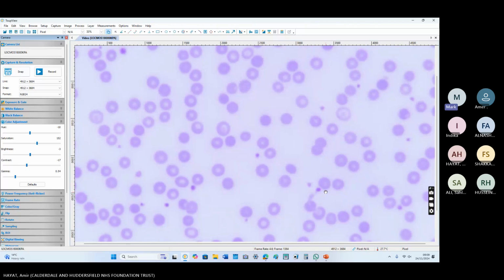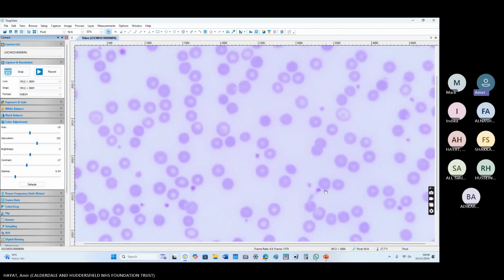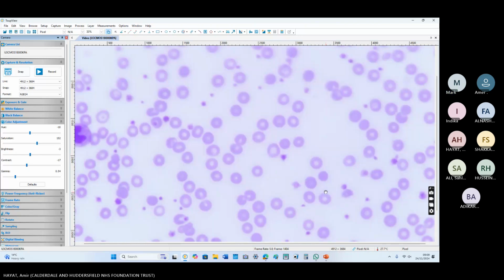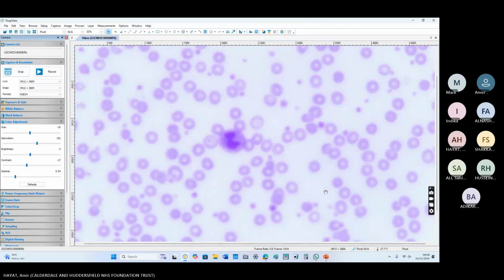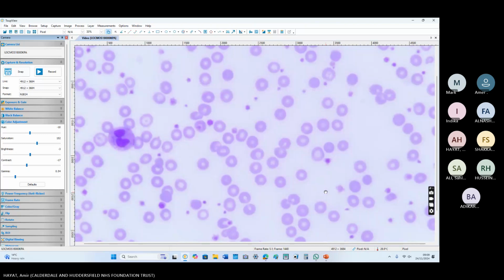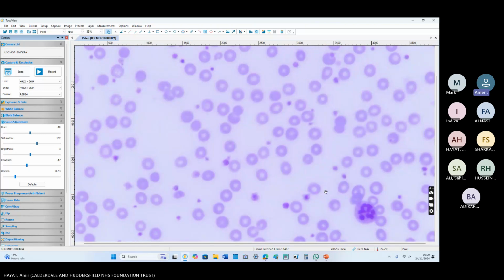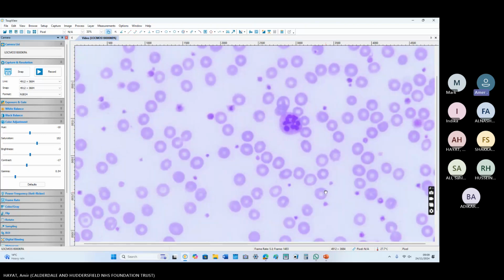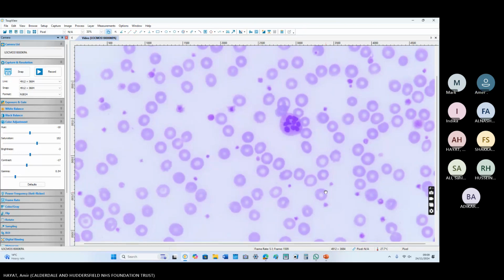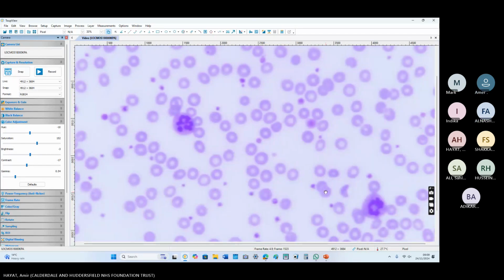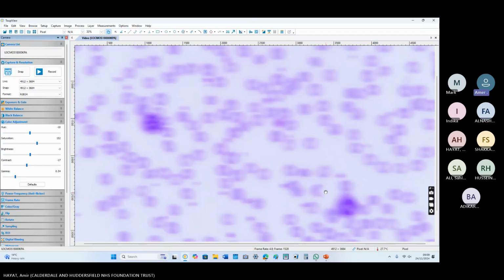What's the CRP? 385. Oh, that's okay. So, 1, 2, 3, 4, 5, 6, 7, 8, 9, 10. Yeah, 10 lobes. Yeah, hypersegmented neutrophil.